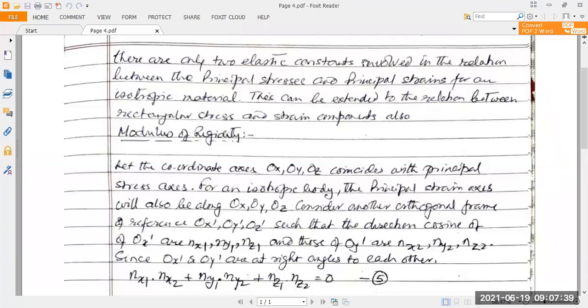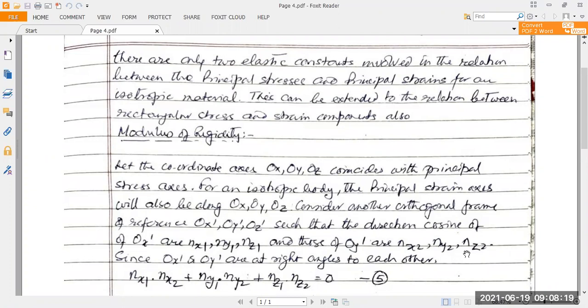So we are starting our discussion with three rectangular coordinate axes x, y, and z with origin at O, and all three coincide with the principal stress axes. Now we will first imagine an isotropic body, a body that doesn't have any directional change of its forces at a particular point, which means that for a particular point, stresses are the same in any direction. That is called an isotropic body.